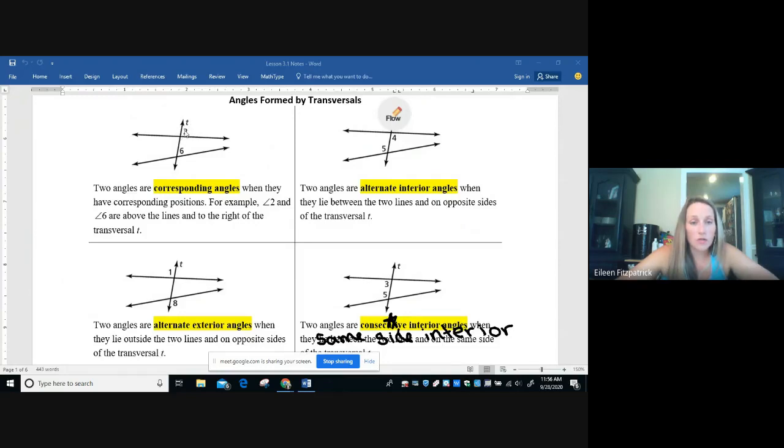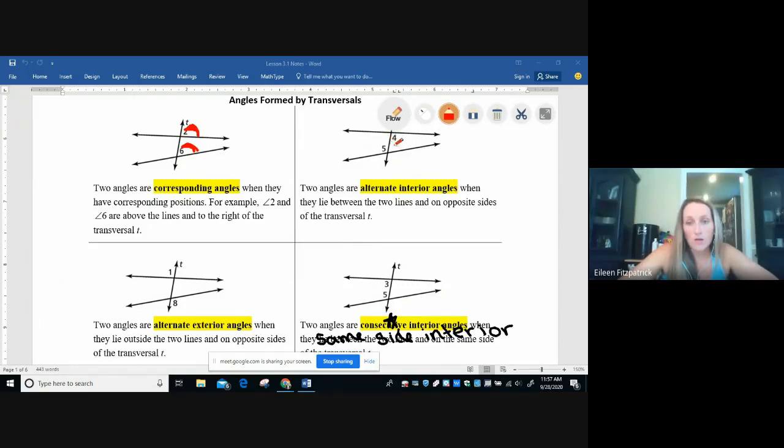So if you look at angle 2, okay, angle 2 is right. I gotta get my pen back, sorry. Angle 2 is this angle right here. And angle 6 is this angle right here. So angle 2 is above this line here, and angle 6 is also above this line here. And then if you think of the transversal having a right-hand side and a left-hand side, both the angles are to the right. Okay, so they're in corresponding positions. Next, we have what we call alternate interior angles.